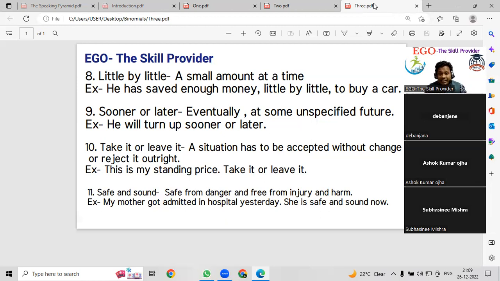That is a situation that has to be accepted without change. You cannot change me. Are you going to accept the things that I say? So accept, or reject it outright.